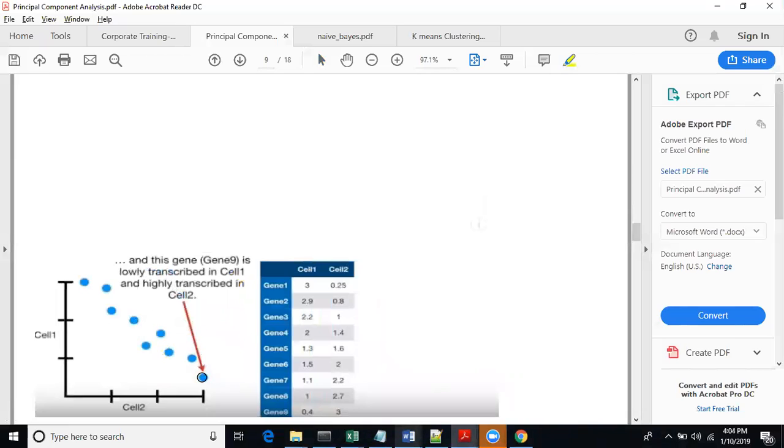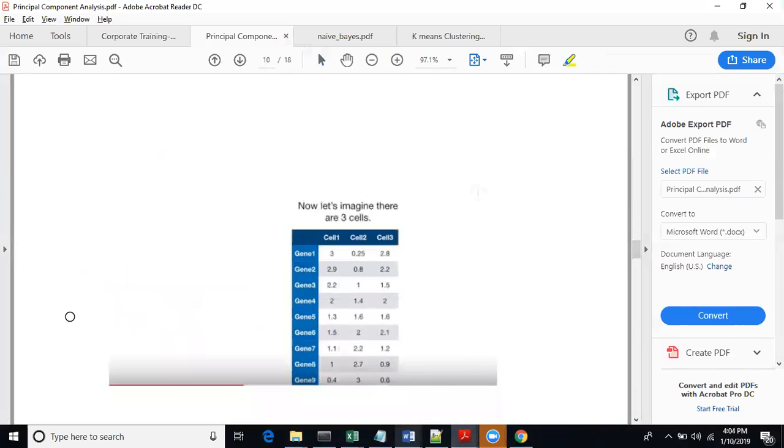And this is also known as, let's say, gene 1, this one first. Cell 1 has a 3, no, it's gene 9, sorry, gene 9, 0.4 and 3. So this is gene 9 and this is gene 1. So this one is lowly transcribed in this area, in cell 1, and highly expressed closer to this axis.